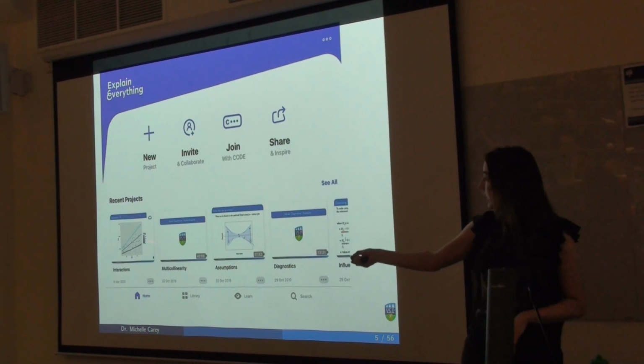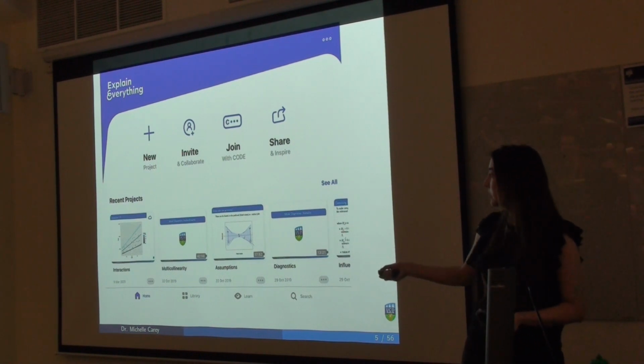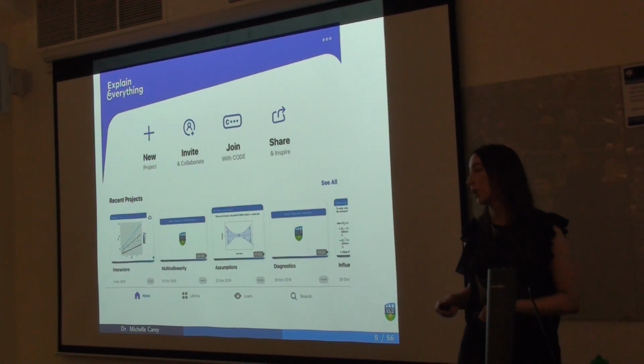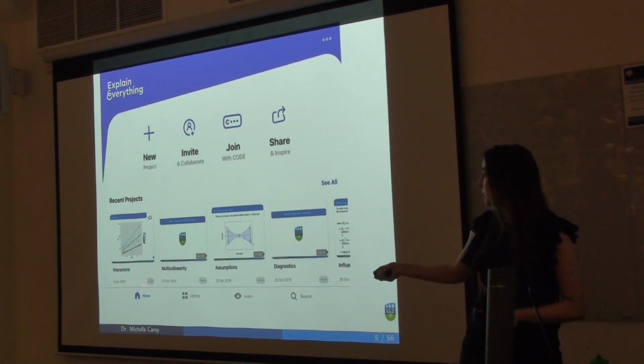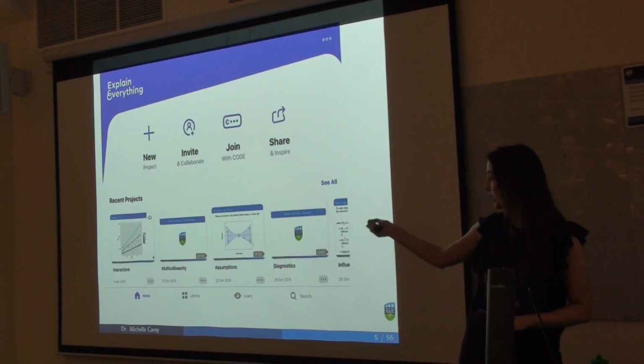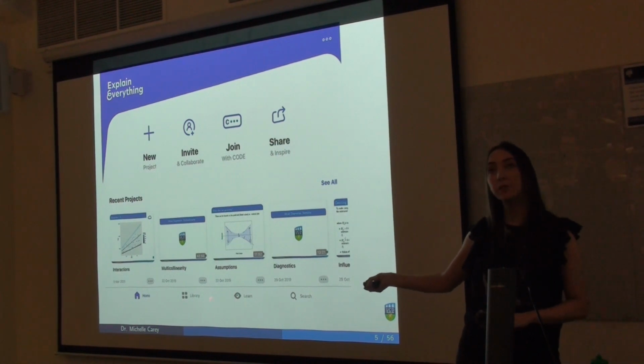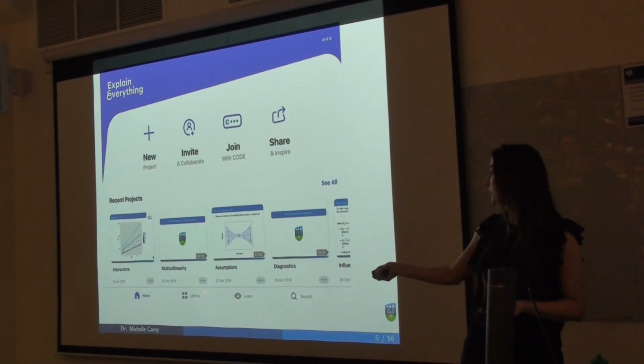On the bottom here, it'll give you all your recent projects. So you can see here are some of the projects that I had created throughout my module. And on the bottom here, you have this tab. So the tab here, this is the home tab. So this will always bring you back to this screen. Then you have the library tab. This, I'll show you what that brings you to in a minute. You have the learn tab and the search tab.